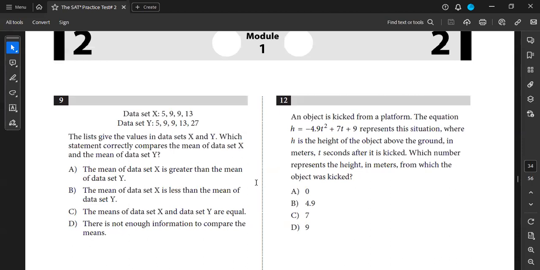Question 9. All right. So data set X is 5, 9, 9, 13. Data set Y is 5, 9, 9, 13, 27. Okay. Without having to think too much, what would you guess the answer is? Let me know.